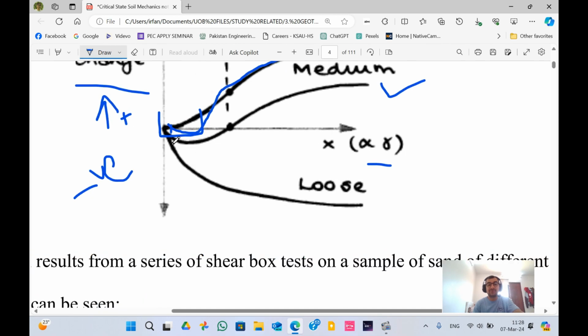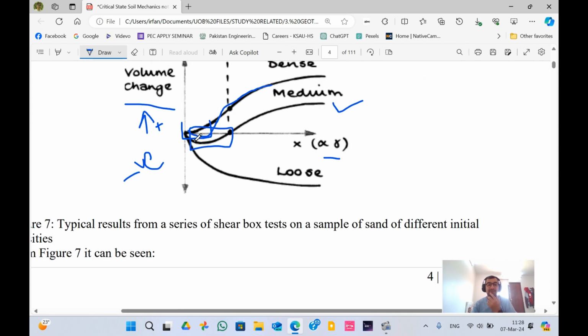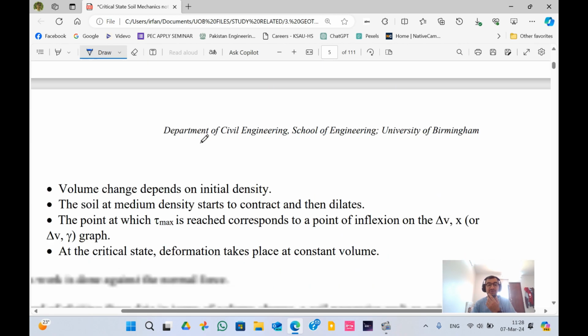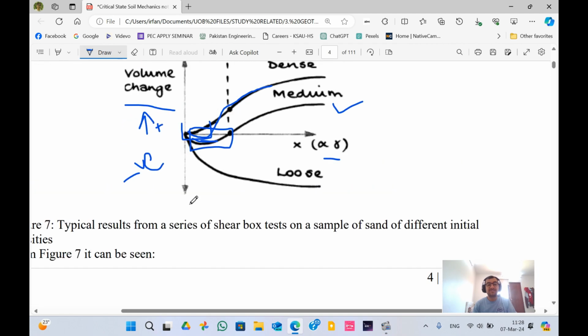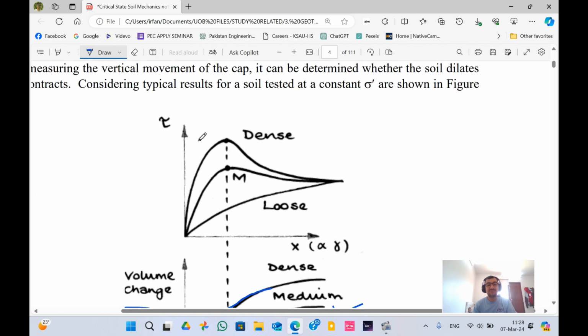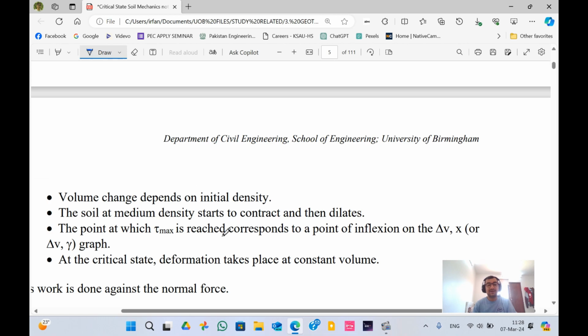I was talking about this because it starts to first contract and then it starts to dilate, because the phenomenon, you can see, undergoes slack. The point at which the shear maximum is reached corresponds to the point of inflection of the change in volume, x or delta V graph. This is basically the maximum stage, and the point at which the shear maximum is reached corresponds to the inflection.